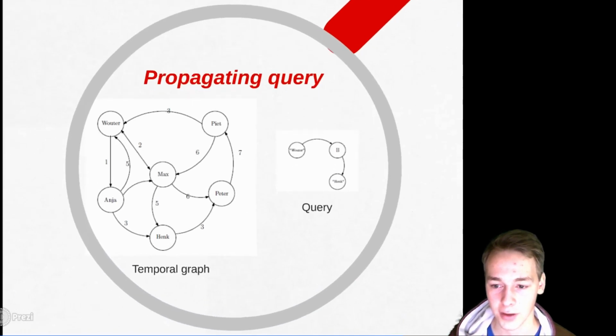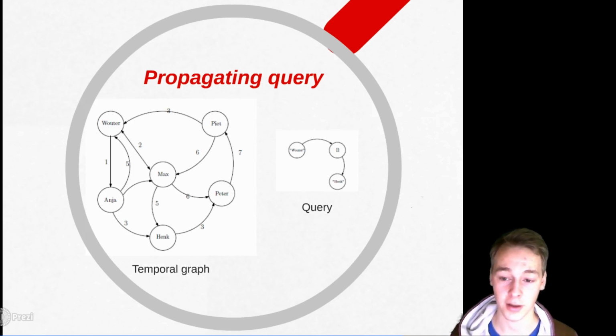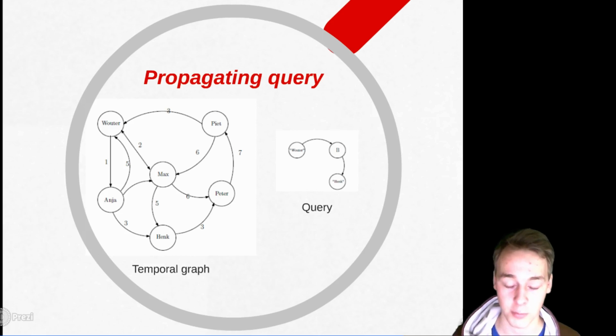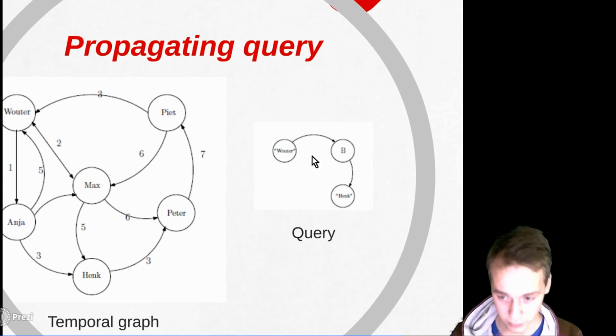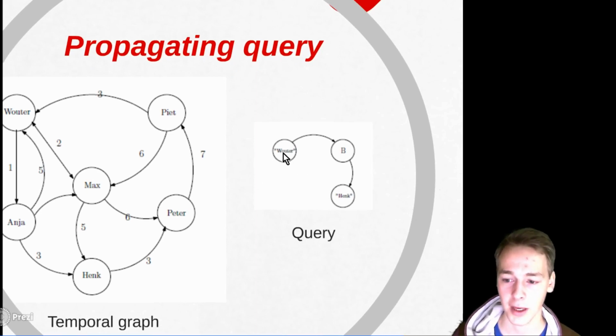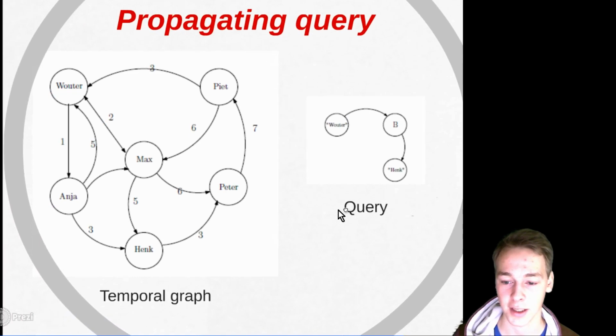Then we have another query, a propagating query. And a propagating query takes into account the time instances of the edges, and that a time instance of an edge can only happen when a previous edge has been earlier. When we look at the query here, we want to know the propagating query from Wouter to Hank through B, and we want this edge to happen before this edge.